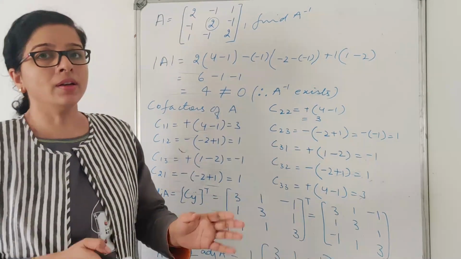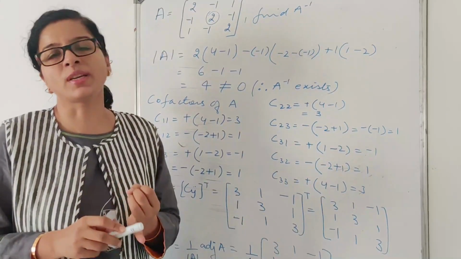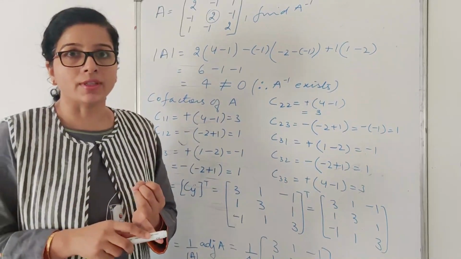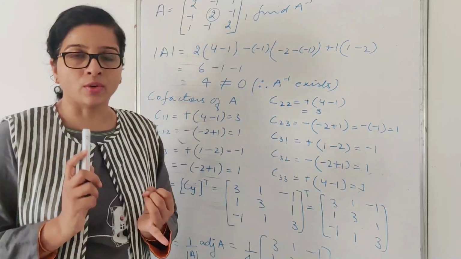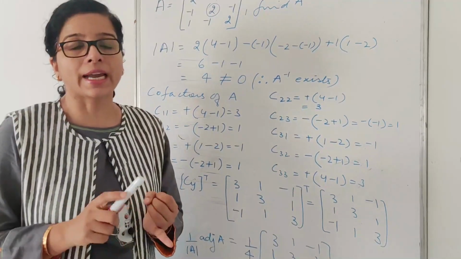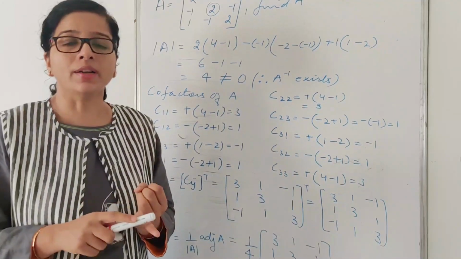So what have I done? Determinant: if determinant is not equal to 0, it means a non-singular matrix, and A inverse will exist. When A inverse exists, you have to find the cofactors, frame the cofactor matrix, transpose it, get the adjoint, then A inverse is equal to adjoint of A divided by determinant of A.